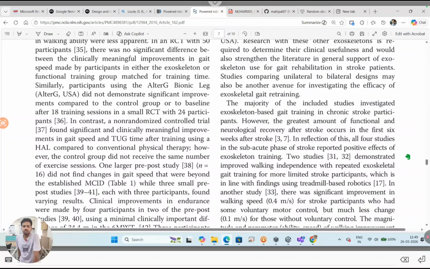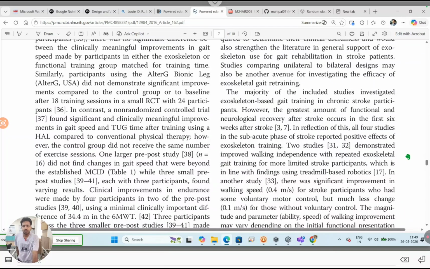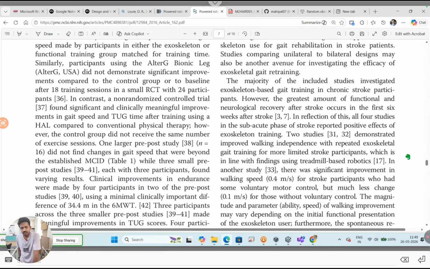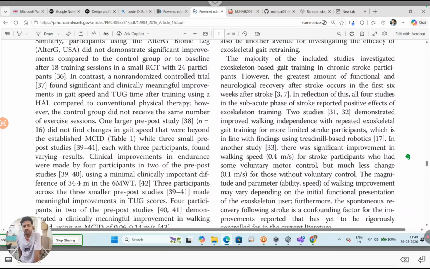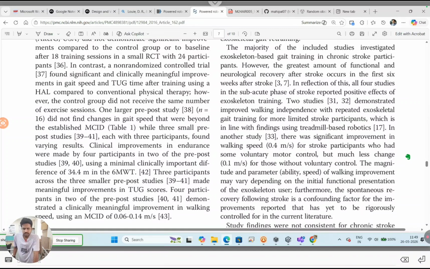In contrast, a non-randomized controlled trial found significant and clinically meaningful improvement in gait speed and TUG time after training using a HAL compared to conventional physical therapy. However, the control group did not receive the same number of exercise sessions. One last pre-post study, N equal to 16, did not find changes in gait speed that were beyond the established MCID, while 3 small pre-post studies, each with 3 participants, found varying results.